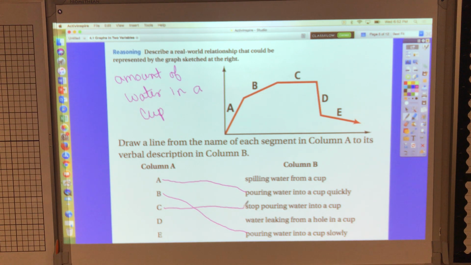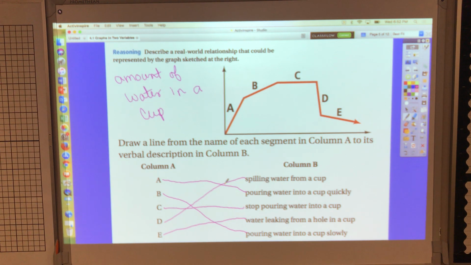Part C, since it's not changing, I've stopped pouring water into that cup and that water's just sitting there on the table. Part D comes out rather quickly, so I must have accidentally spilled that cup of water. And part E, still coming out, so when I spilled that cup, I must have put a hole in that glass, and now it's leaking out little by little. Notice there's an arrow here, so it is going to continue to leak until it gets to that nothing mark. So that's one representation for that graph.